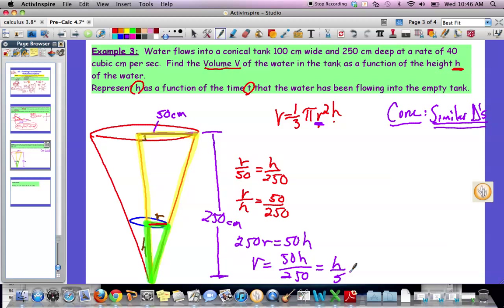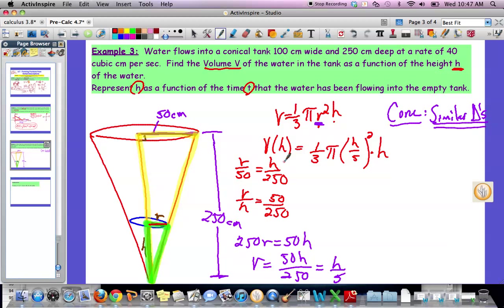So now I'm going to replace the r up above with that. So then I'm going to have 1/3 pi. In place of r, I'm going to have h over 5. Remember to square it, times h. I now have volume written in terms of h. I have a formula that if I know where the water level is, if I had to stick down the middle of this cone, whatever the height is, if I can measure it, this is the formula that will give me the volume, granted that I know what the height is.